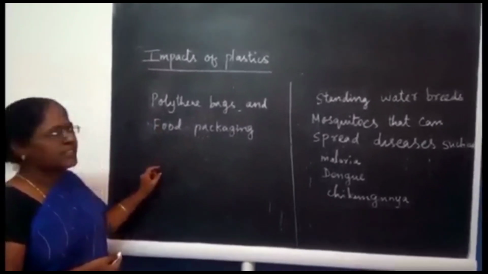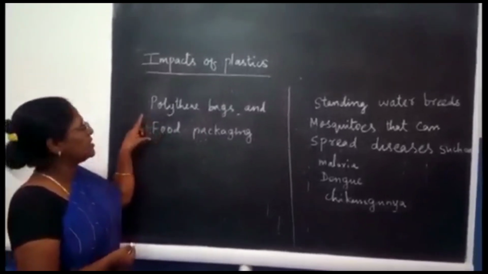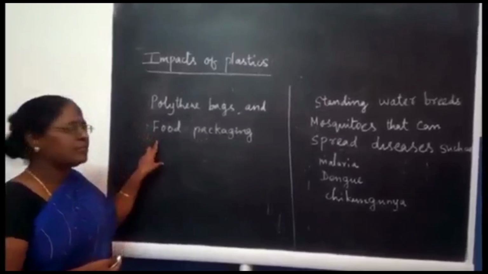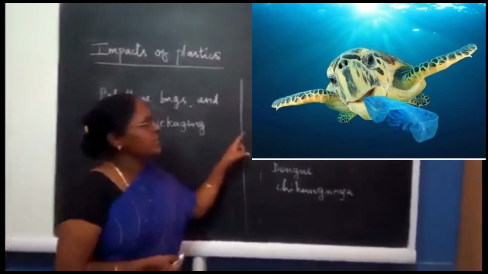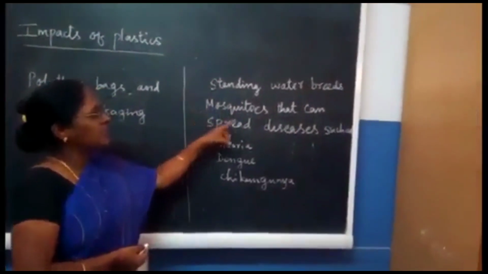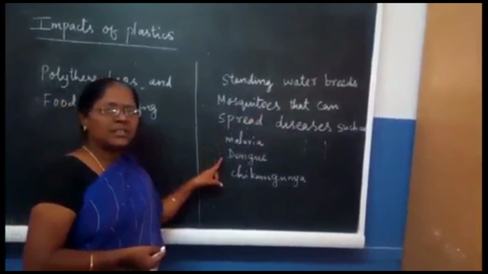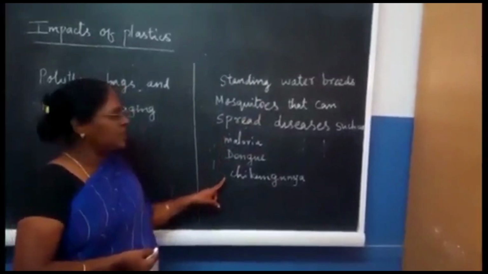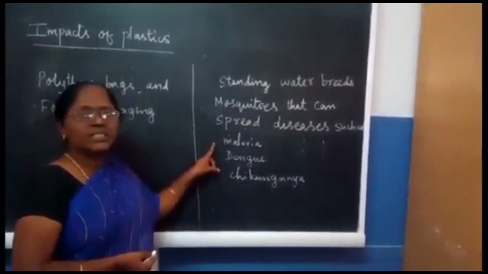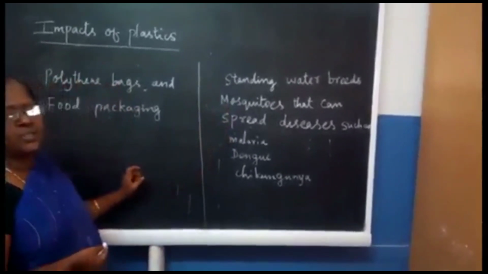Shall we revise from the beginning? Here, one-time use plastics, for example polythene bags and food packaging. Next one, here standing water breeds mosquitoes that can spread diseases such as malaria, dengue and chikungunya. Here you may ask what are the diseases caused by mosquitoes. 2 mark question.